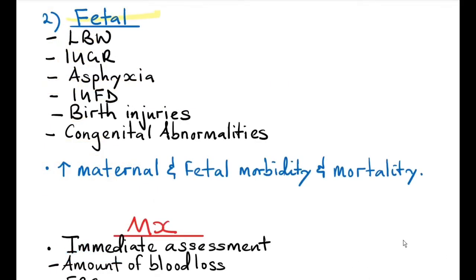Fetal complications of placenta previa, they can have low birth weight. The low birth weight can be due to preterm labor, or the small amounts of blood loss per vaginal bleeding can result in chronic placental insufficiency, which can also result in intrauterine growth retardation.